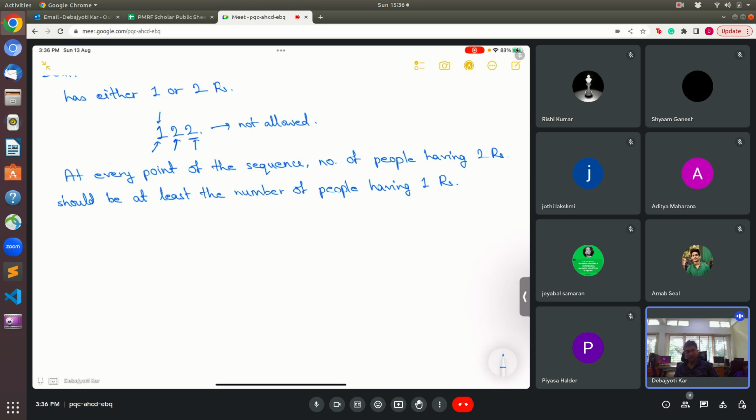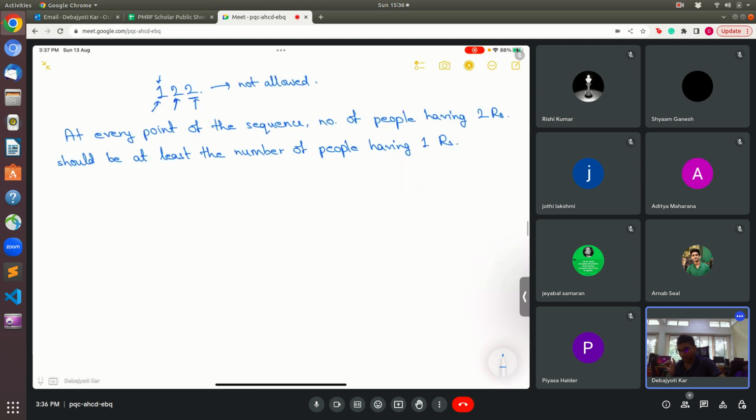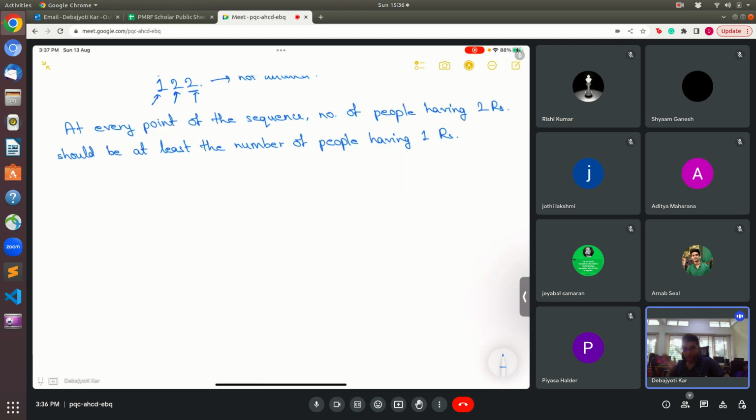Okay, so this is what we want. Any valid sequence should have this property that at any point the number of people who have 2 rupees should be at least the number of people that have 1 rupee. Then no person has to wait for change. So this looks very similar to the Catalan number setting that we had considered last week. So how do we draw a connection to the Catalan number setting?